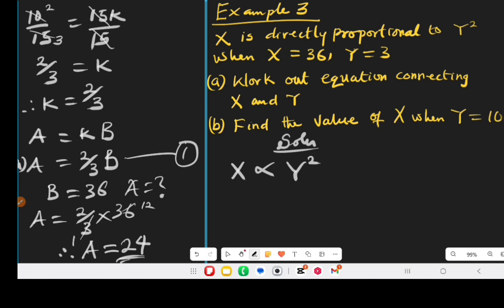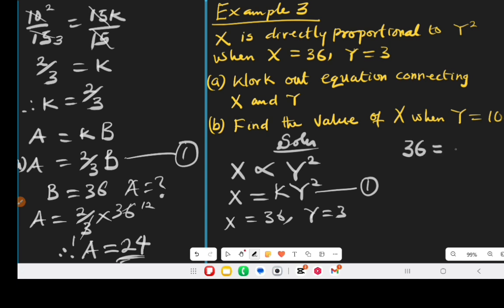Now removing the variation sign, we introduce constants. We have x is equal to k y squared. This is the main equation. We call this 1. Then when x is equal to 36, y is equal to 3. If we substitute this into equation 1, we have 36 is equal to k times 3 raised to the power of 2.